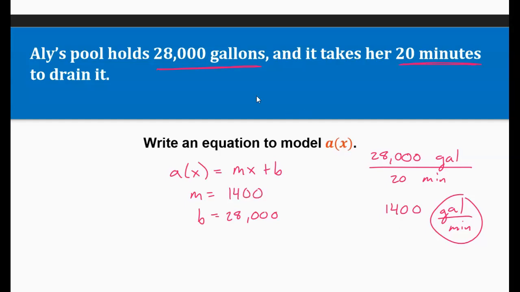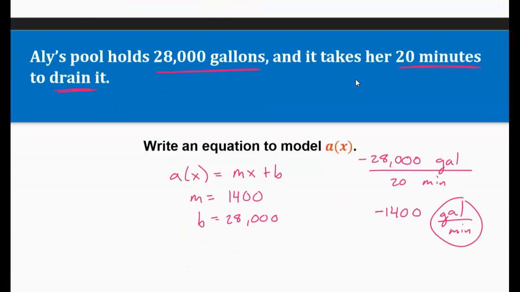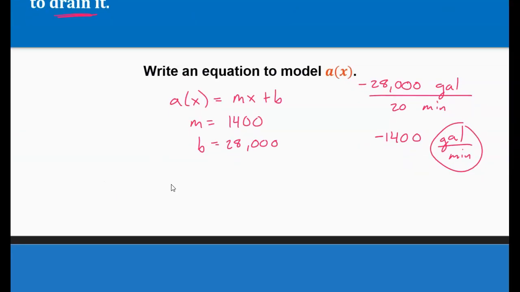And we also need to remember we're draining again. We are draining the pool. So this is negative 28,000 gallons. We are losing 28,000 gallons over the period of time, so this is going to be a negative slope. We also know that by looking at the graph, we can see that slope goes down. Both of these slopes go down, so we'd expect it to be a negative slope. So overall, let's finish up writing this equation. We just substitute in m and b now, negative 1,400 x plus 28,000. So that is our equation for Allie's pool.